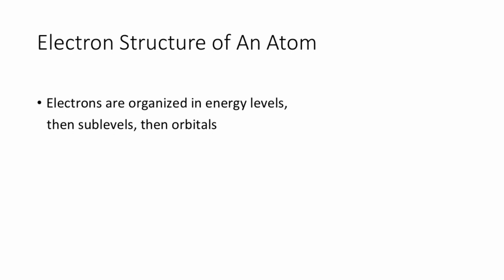So first of all, I want you to remember from the quantum model that electrons are organized within energy levels, which help to explain the relative distance they are away from the nucleus, as well as their relative energies. Followed by energy levels, electrons are then arranged in sublevels, and finally in orbitals.